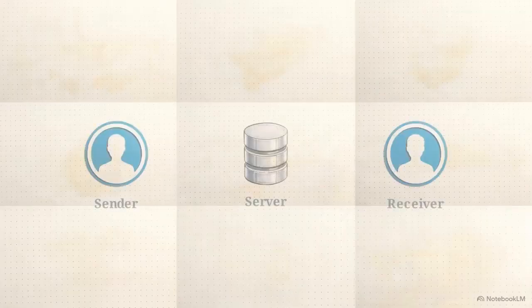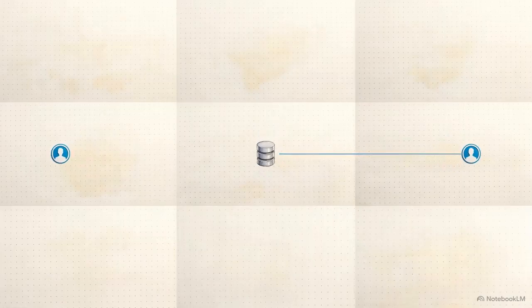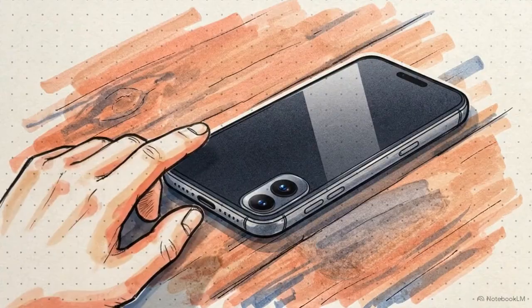This creates a distinct asymmetrical data flow. The sender talks to the server via HTTP, while the receiver listens via WebSocket. Assigning tasks to what each protocol does best allows these messaging systems to handle millions of interactions a second without crashing. There is one final constraint on mobile devices.